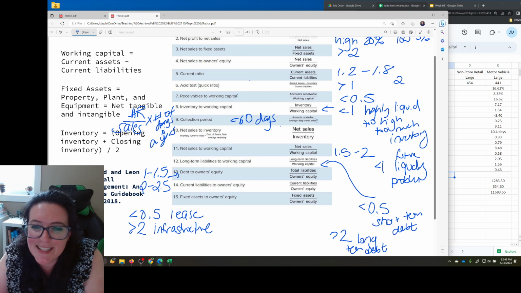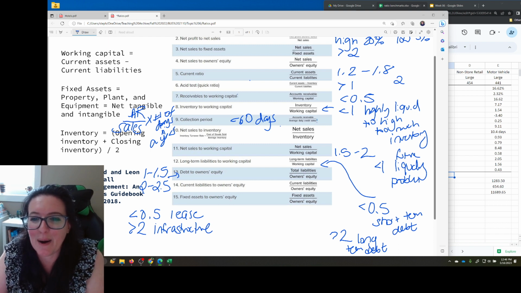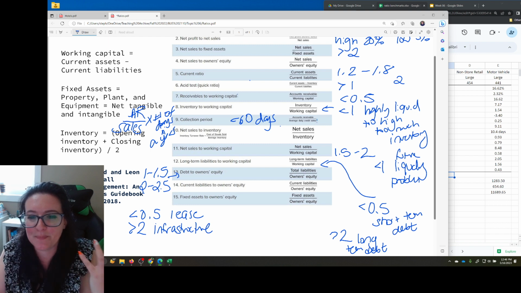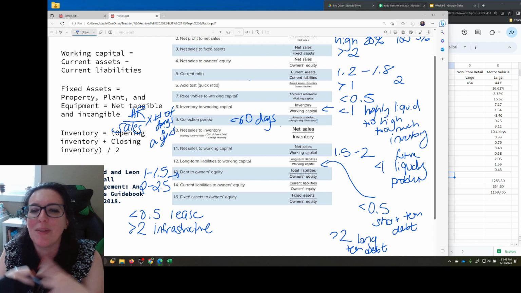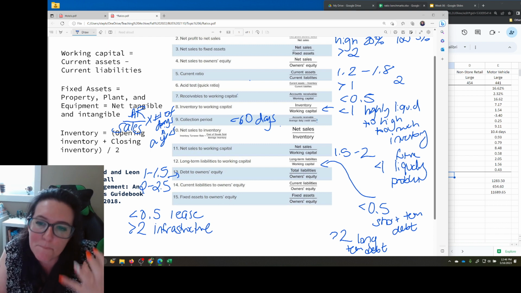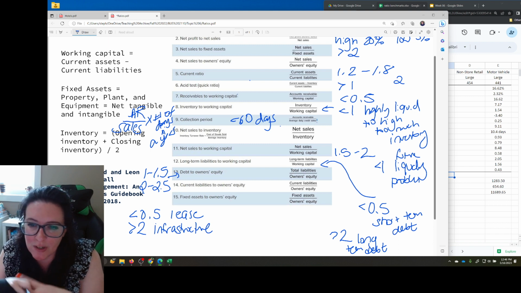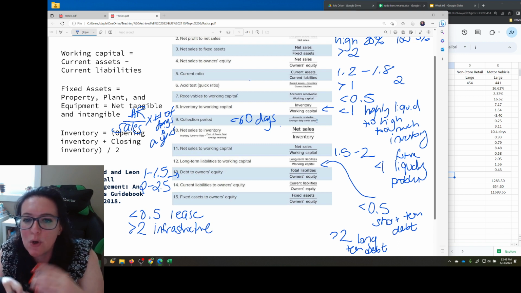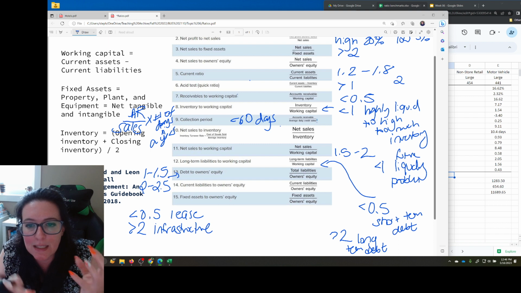What our industry is means that we have a lot of building. If you think about a power plant, right? You have to build the plant itself. If we think about a hotel, we have to build that building. That's a lot of infrastructure. That's a lot of fixed assets. So you're going to have a lot of fixed assets based on the type of industry that you are.